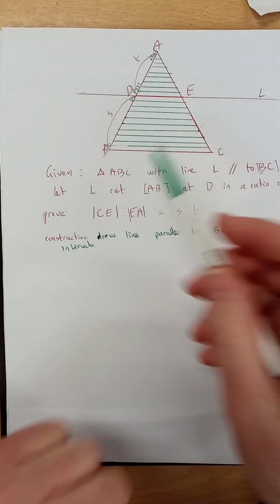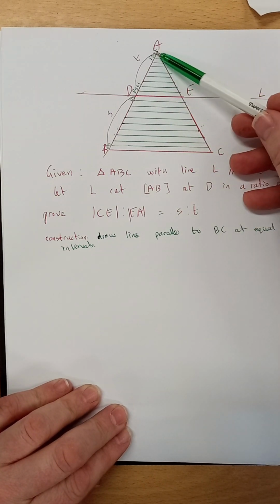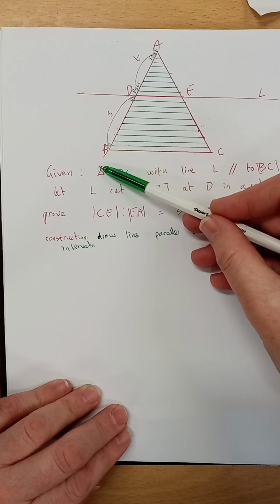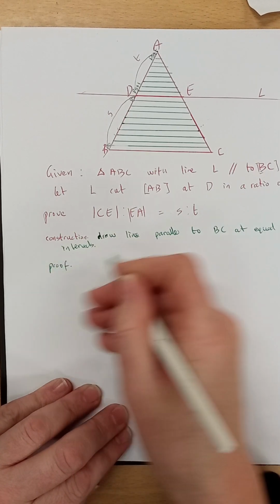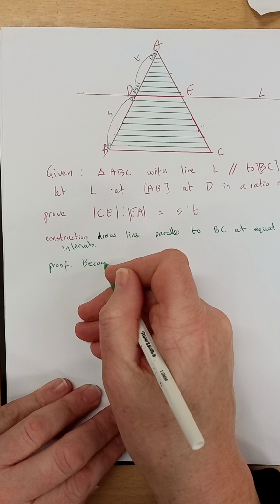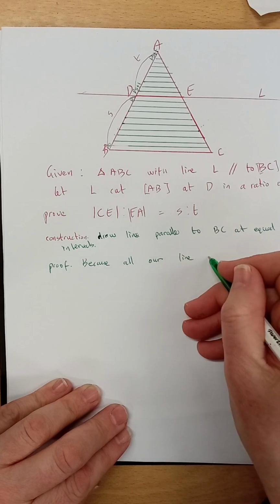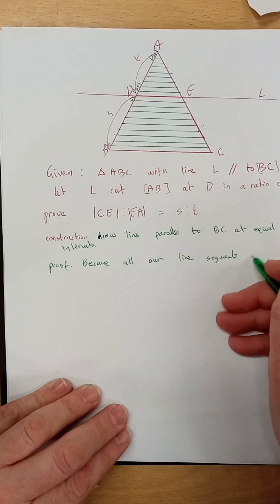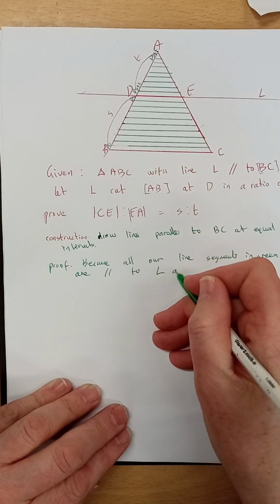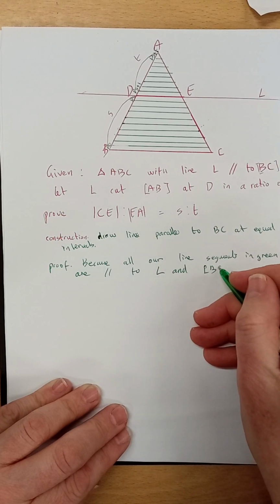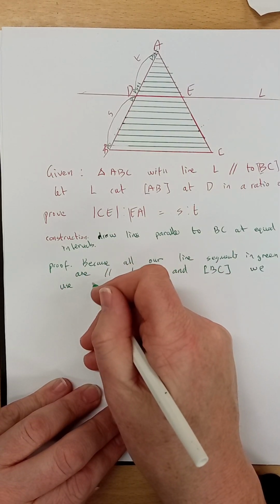And that's the trick here. Because these are parallel to L, and because they've been broken by a transversal, we use the previous theorem, it's called Theorem 11.